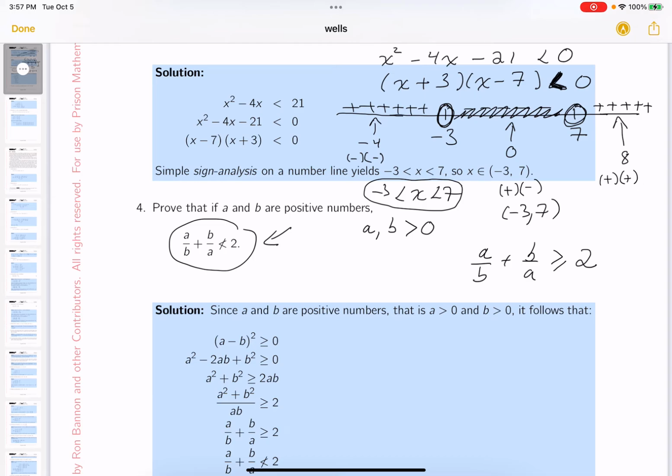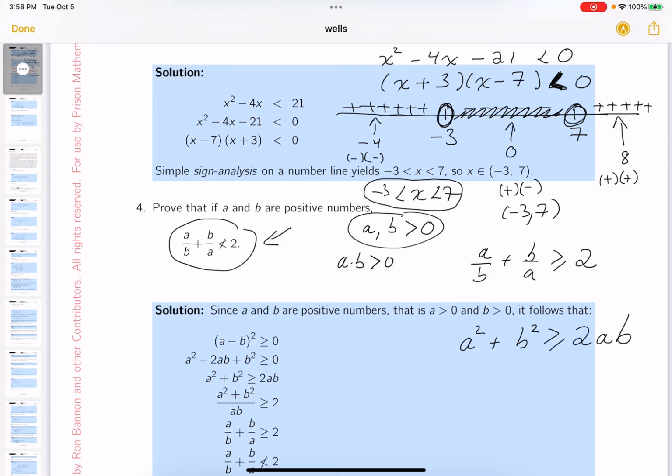Okay, well, what am I going to do? I guess I'll multiply both sides by AB. Am I allowed to do that? I certainly am, and the number one reason I can do that is it's a positive number. So if A is greater than 0 and B is greater than 0, A times B is greater than 0. So I'm going to multiply both sides of the inequality by AB. What would I get? I would get A squared plus B squared greater than or equal to 2AB.